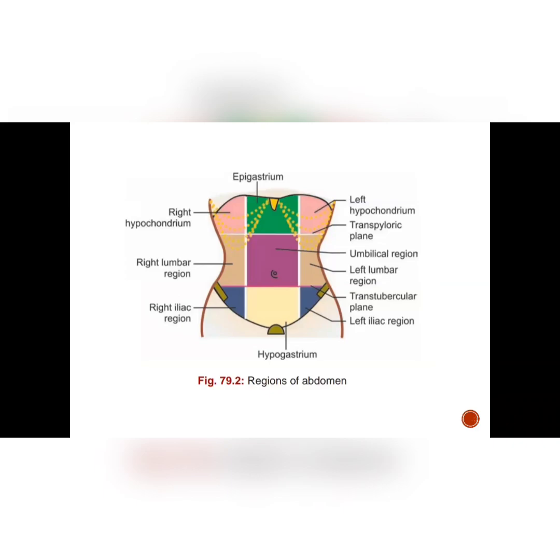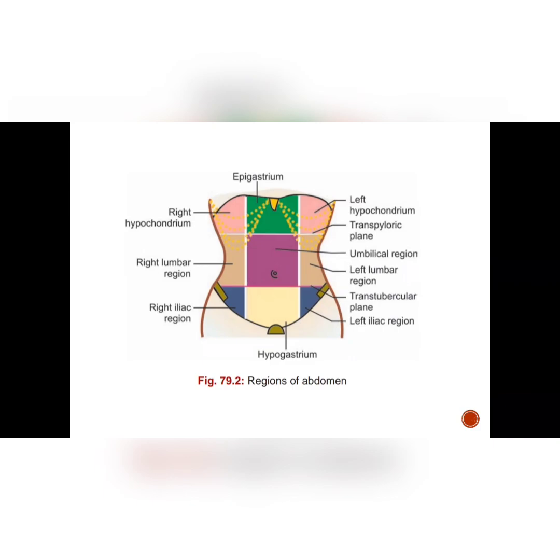Each of you needs to know what the 2 horizontal and the 2 vertical planes are which help to divide the anterior abdominal wall into 9 regions. These regions are extremely important because they will help you to identify the site of the abdominal organs to aid in your further learning.